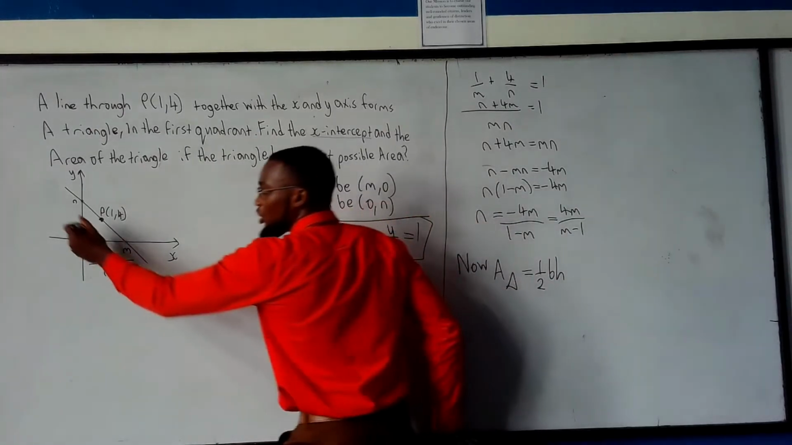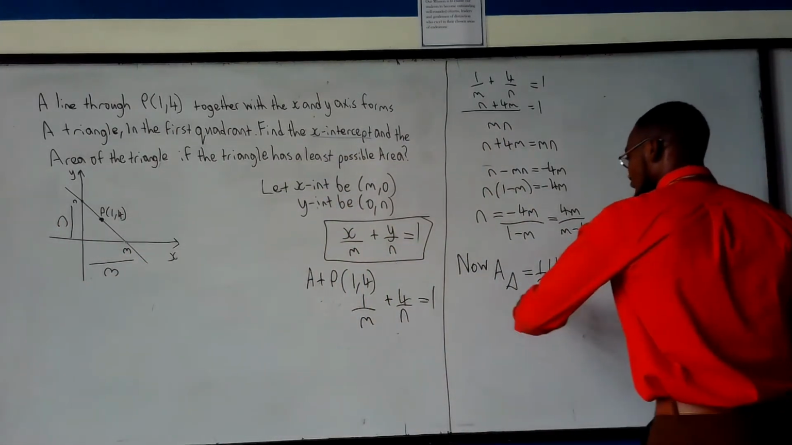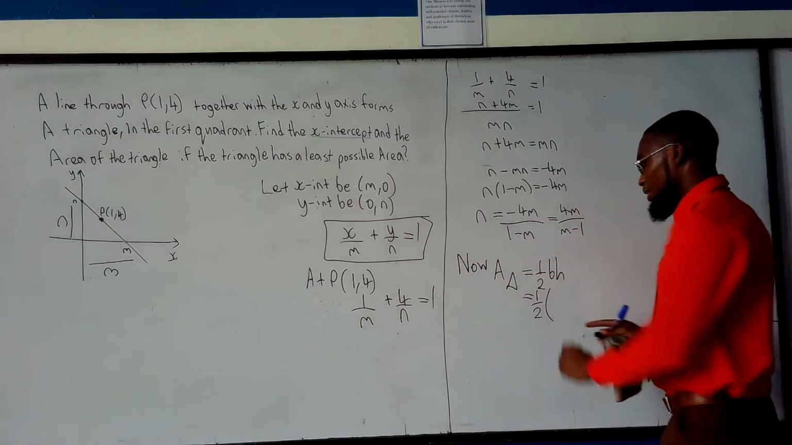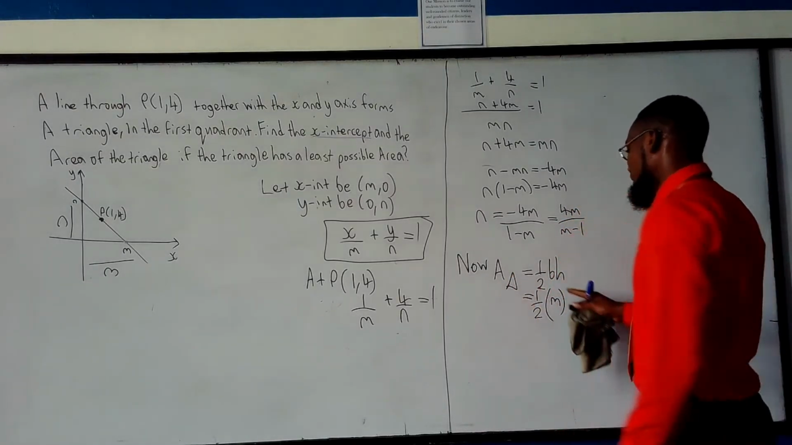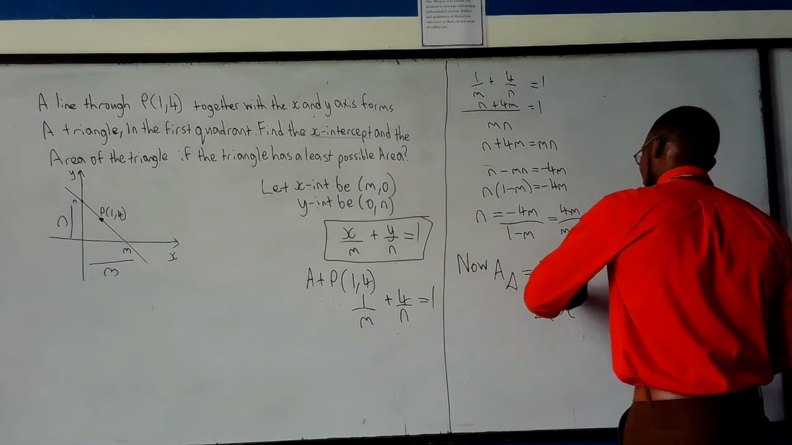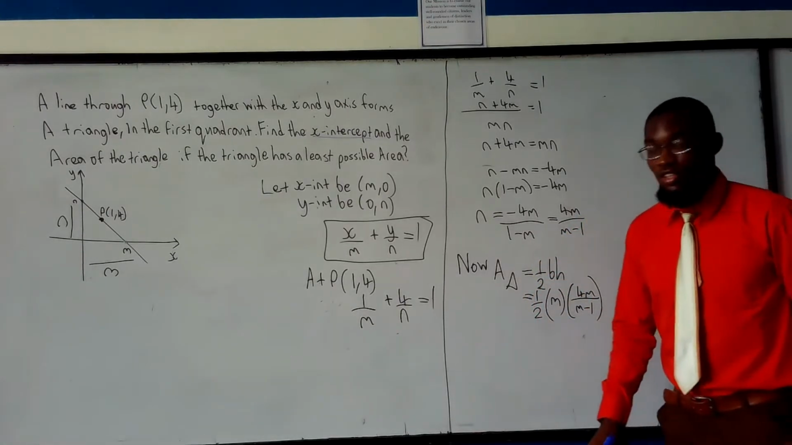And what's the height of the triangle? N. So we can just put area of the triangle is now half the base. The base is m times the height, which is n, but n is this, 4m over m minus 1. So that's the area of the triangle.